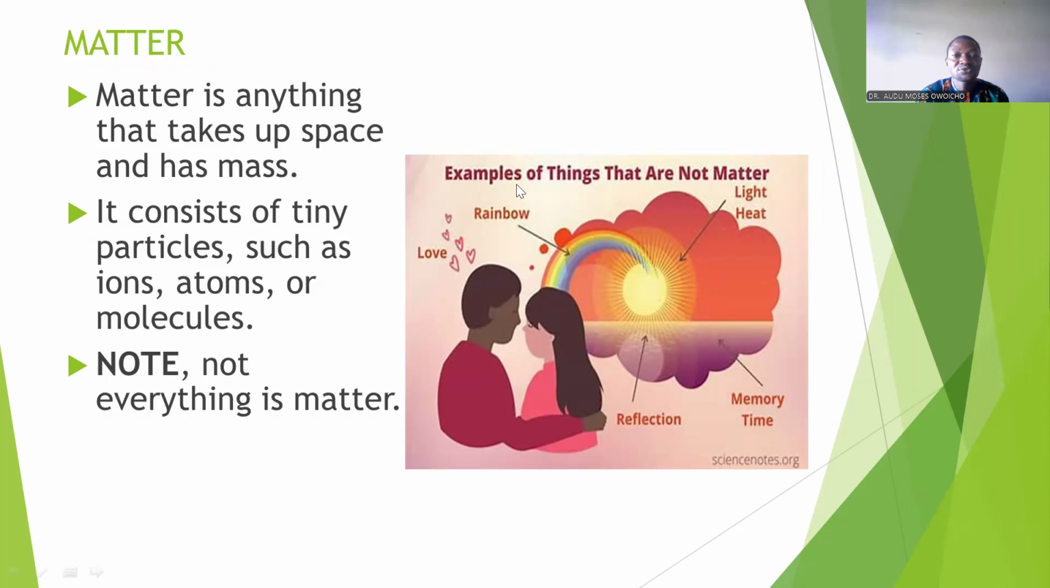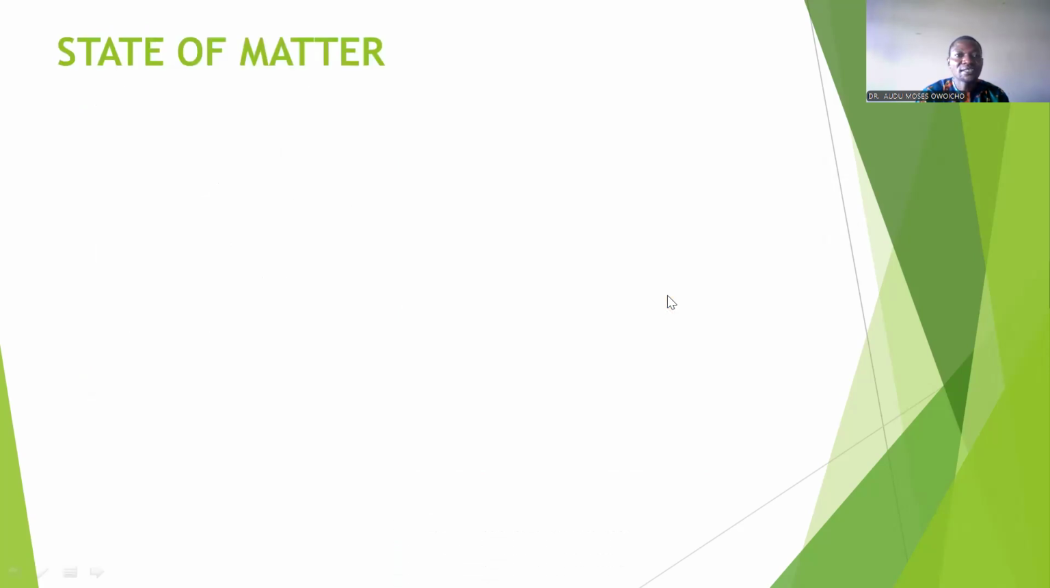So for anything to be matter, it must take up space, occupy space, and it must have mass. And like we said, matter is composed of ions, atoms, or molecules.